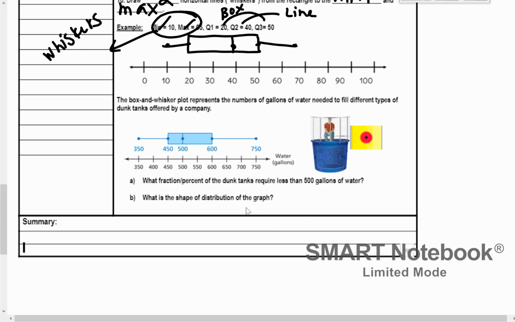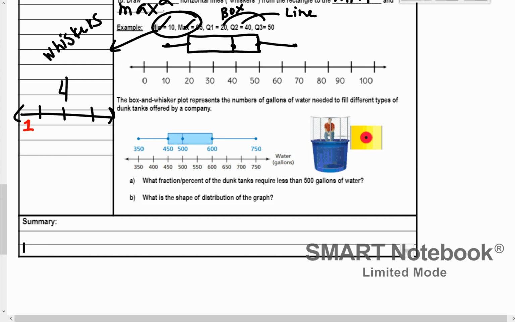Last thing you might do is be asked questions about a box and whisker plot. So we're just going to review how to figure that out. Remember at the beginning of the lesson that I had said our data is split into quartiles, or 4 parts. If we think of a number line that's split into 4, remember that's 3 tick marks. 1, 2, 3.